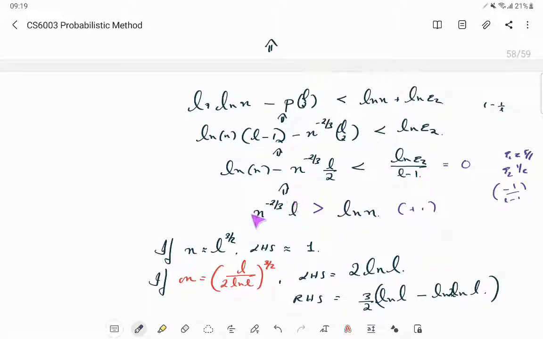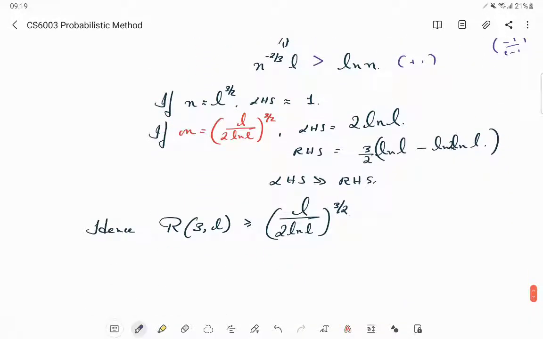But still we have a distance to go. I want this term to be slightly at least larger than ln n by 1. But that 1 I will ignore to keep the calculus simple. Now let us see what kind of n will make this work. Our natural choices: you have an L here. So in order to cancel that, what if I take n to be L to the power 3 by 2, so that the left hand side is 1.